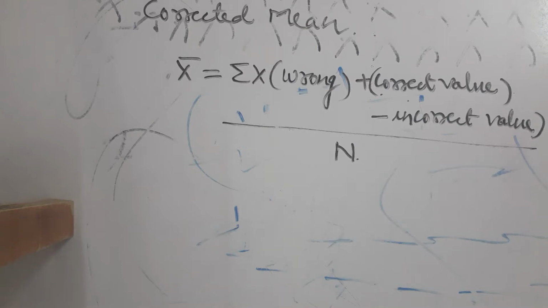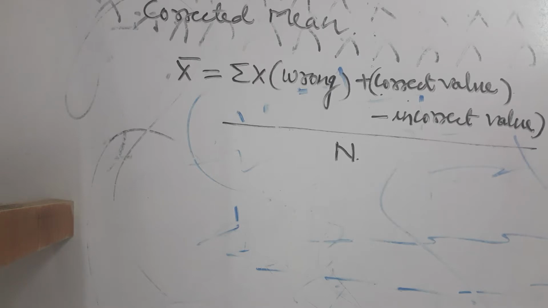Very good morning, students. Today we will study about corrected mean. Corrected mean is used when the data is collected, but after the calculation of mean, we come to know that one or two of the data values we have taken are wrong. For example, we have taken the data of 10 students for their height. Later on, after the calculation of mean, we come to know that the height which we have taken as 174 centimeters was actually 177 centimeters.